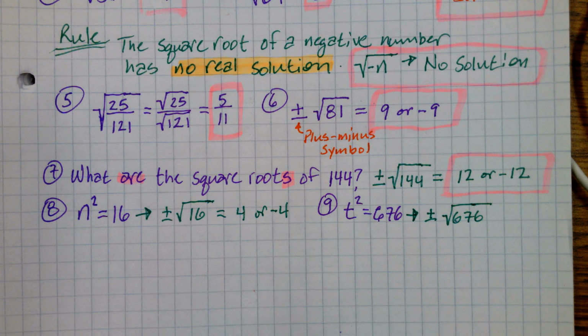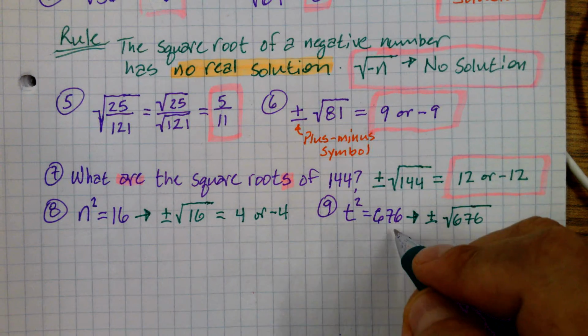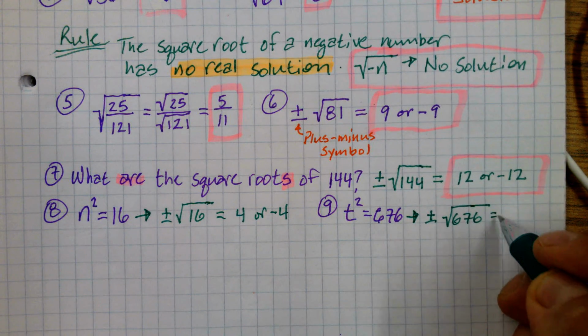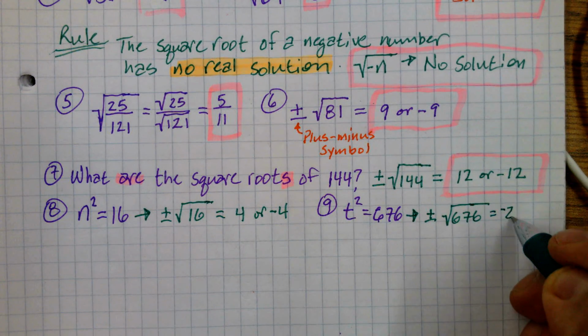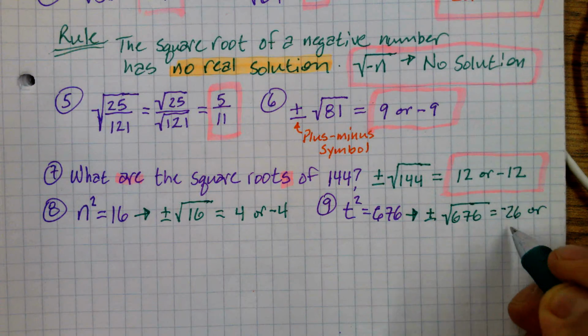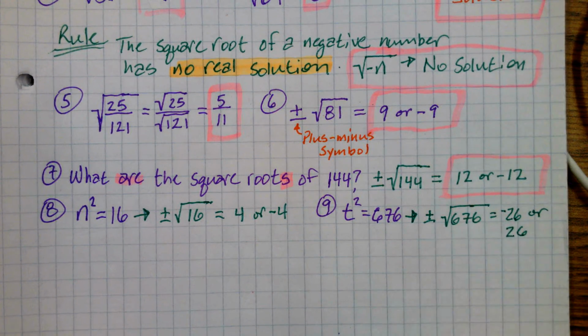676. What's the square root of 676? 26. The cube root, by the way, of 17,576 is also 26. So that's for the cube root. But I needed the square root. There it is. Go back. So now I can answer the question. The answer is negative 26 or 26.